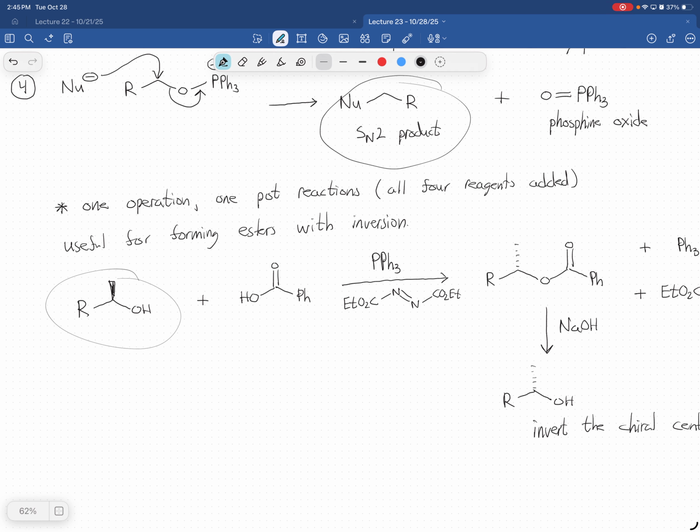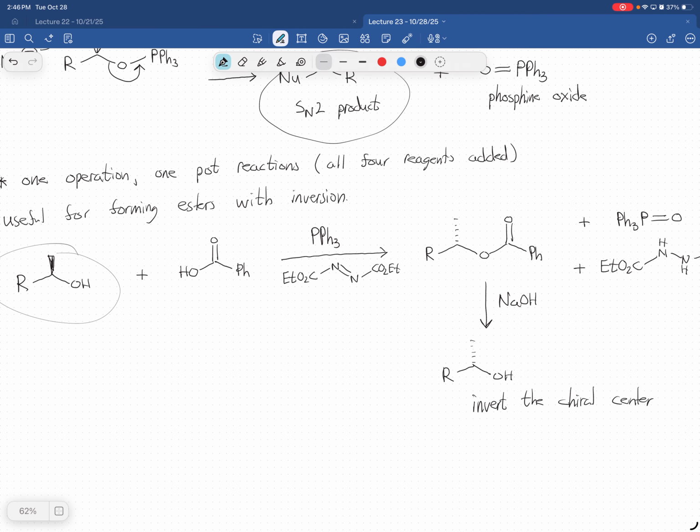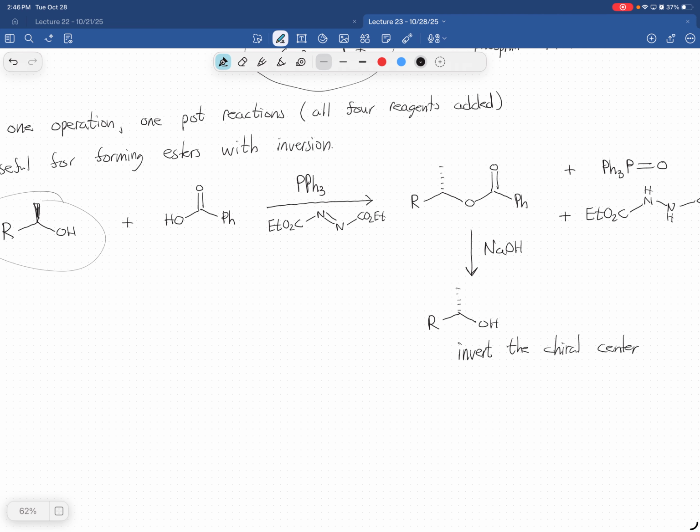Because if you try to first convert to alkyl halide and then use sodium hydroxide, if it's secondary, you might get elimination. So that's the only downside, okay? So this is the best way to do that.